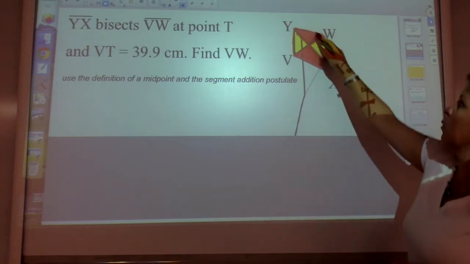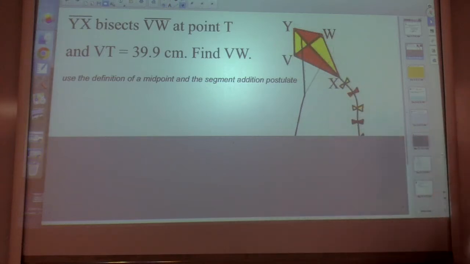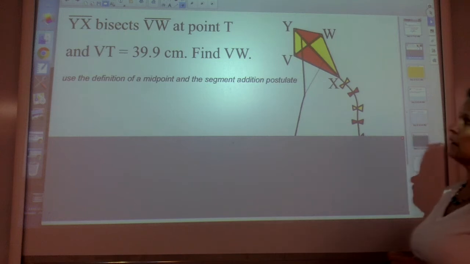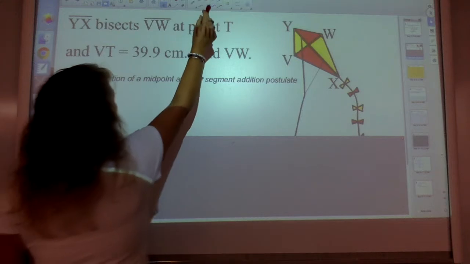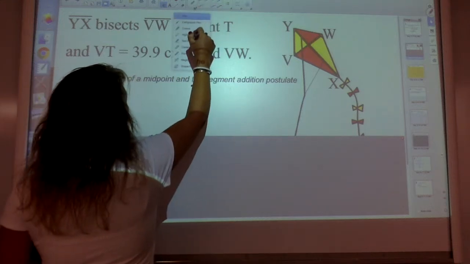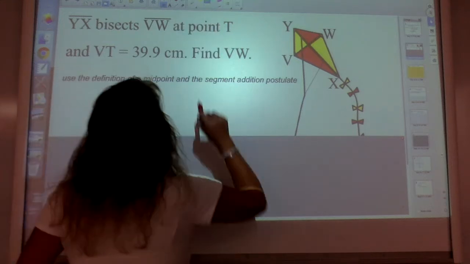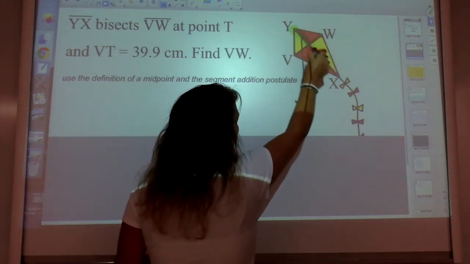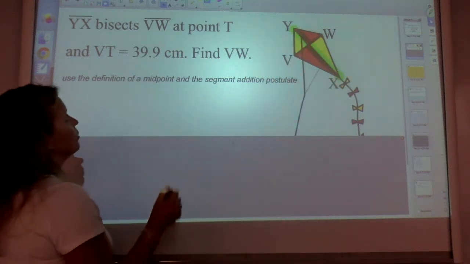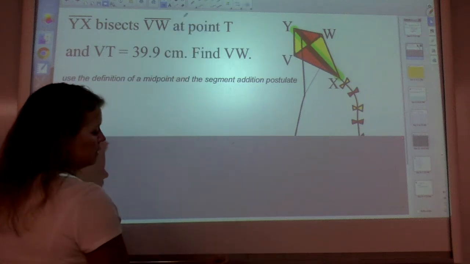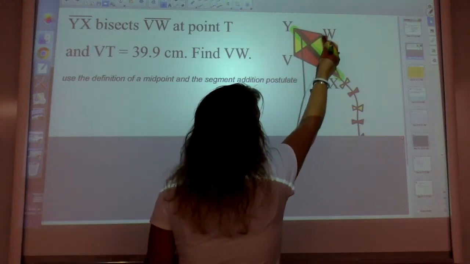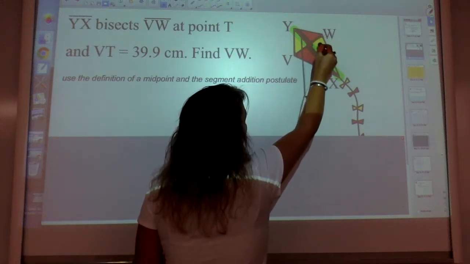It says segment YX, write that down. Bisect segment VW. Segment YX, so you see that. Bisect segment VW. Go ahead and get maybe a thicker marker up here or a highlighter. Segment YX. So this segment is going to perfectly cut in half segment VW, and that's going to happen right here at point T.